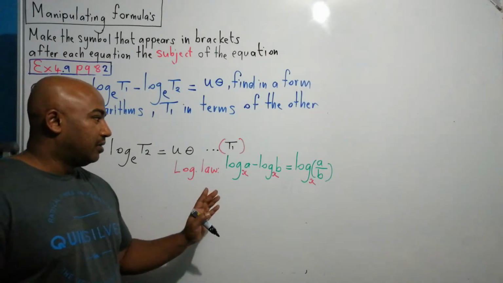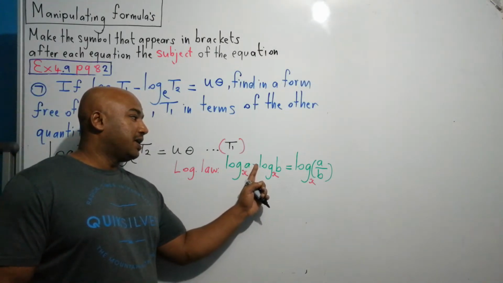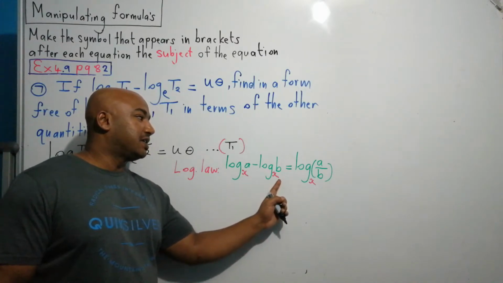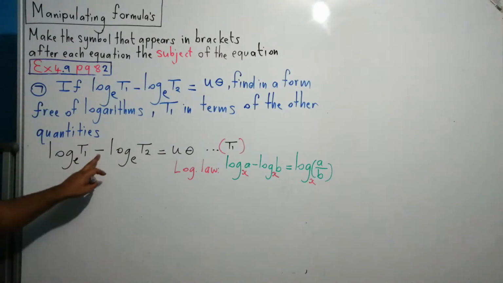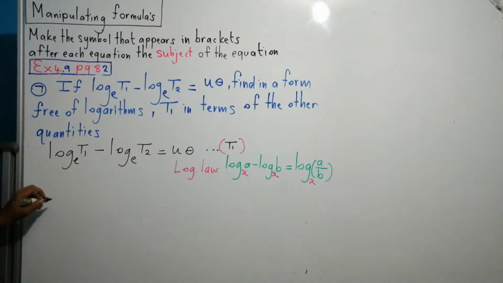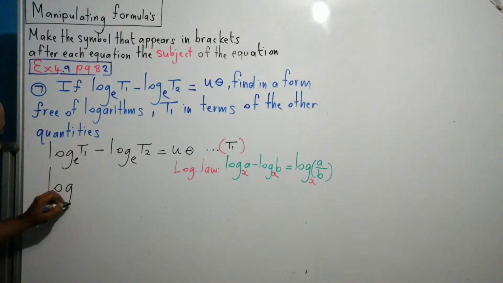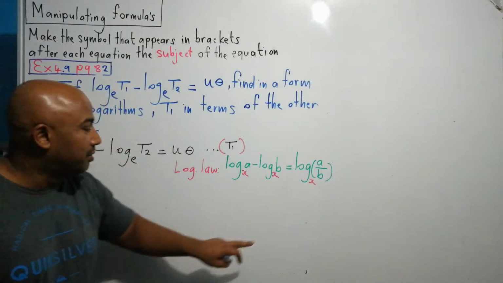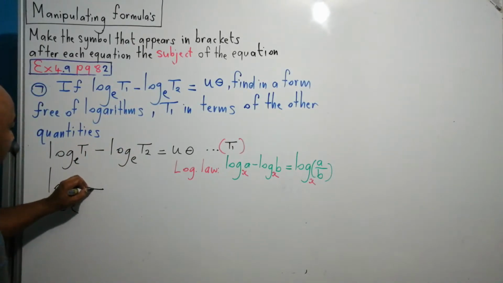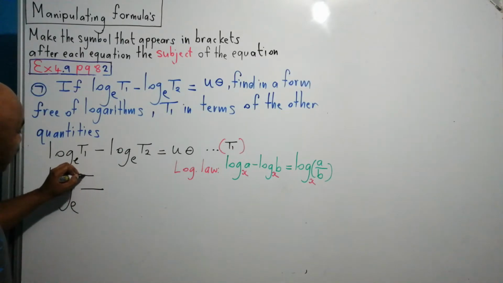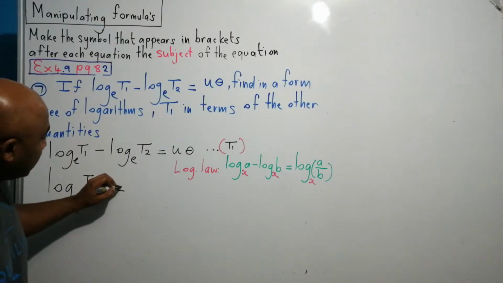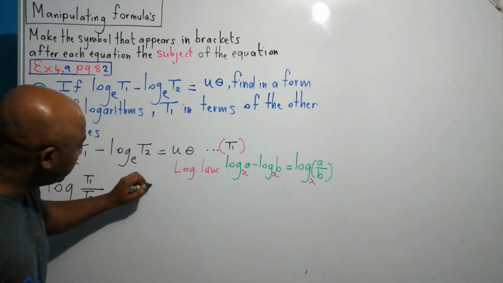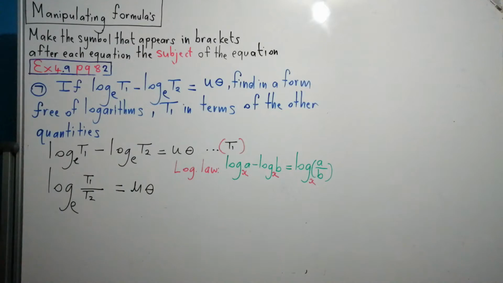Let's have a look at your log law. If you have log of a minus log of b, and the bases are the same, then your negative will change to division. So let me apply that law there. This is the same as writing log with your common base, there's my common base here. The minus sign will change to division, and then I will have t1 divided by t2. On the right hand side, I have my mu times theta.